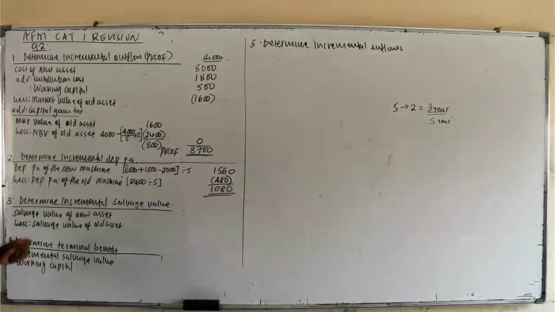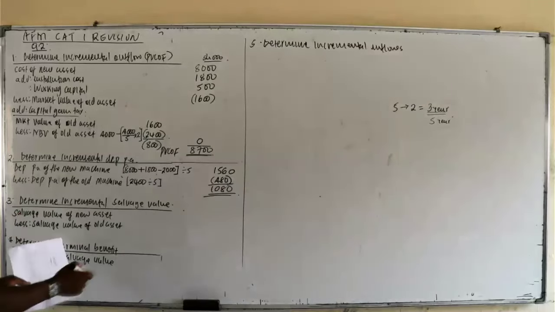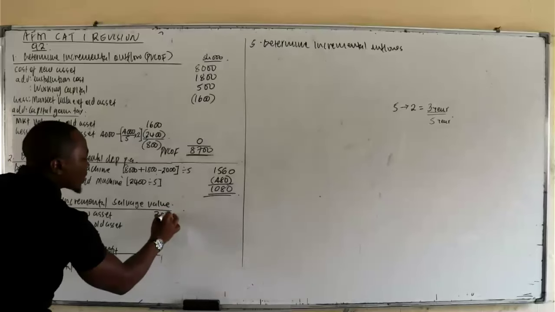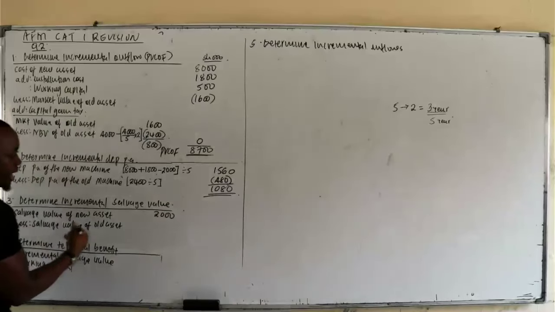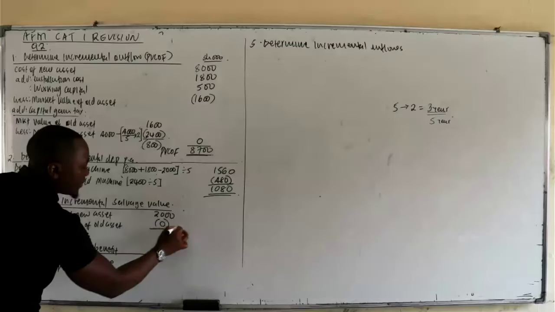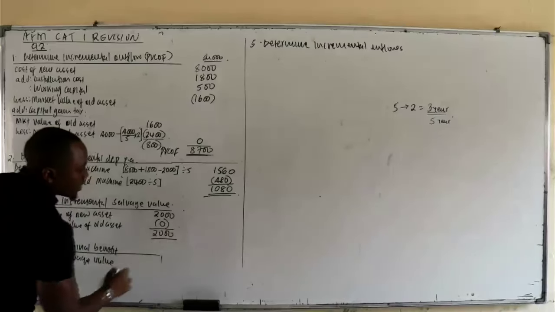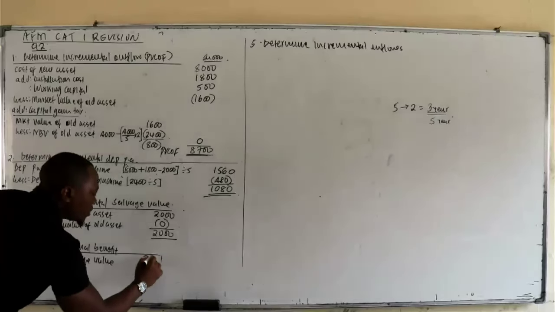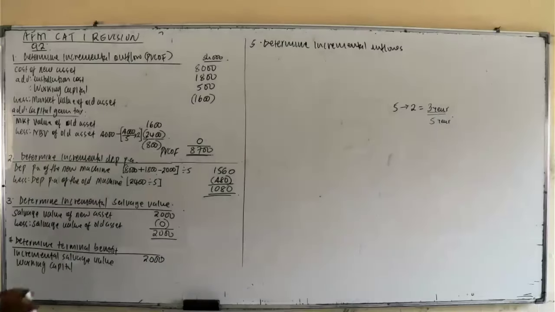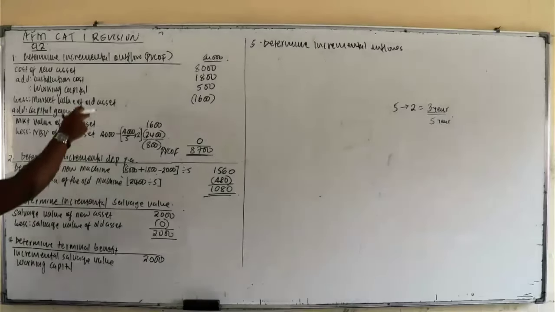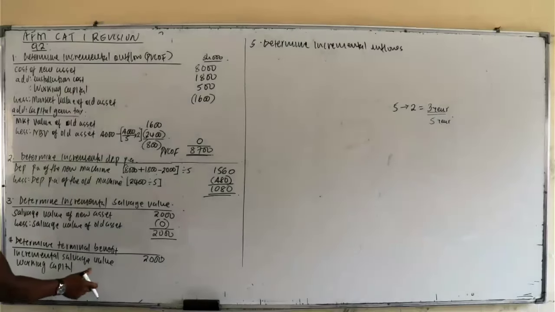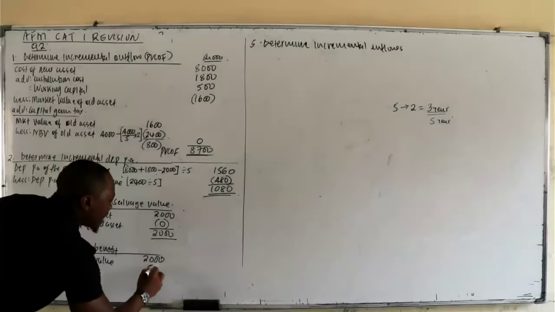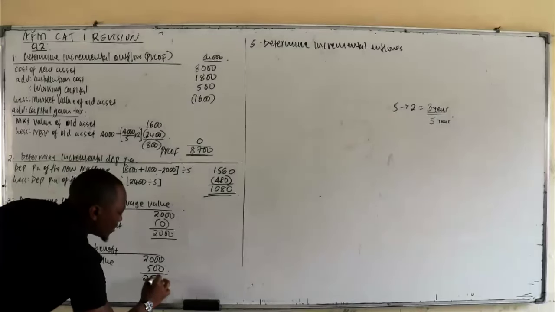And then number 3, you determine the incremental salvage value. Now for the incremental salvage value, you take the salvage value of the new asset, which is 2 million. You less the salvage value of the old asset, which will be having a nil salvage value. Therefore, the incremental salvage value will be 2 million. And then step number 4, you determine the terminal benefits. Now for the terminal benefit, you take the incremental salvage value, which is 2 million. And then at the end, you recover your working capital. Working capital is an outflow at the beginning, then becomes an inflow at the end, an amount of 500. And you get an amount of 2.5 million.